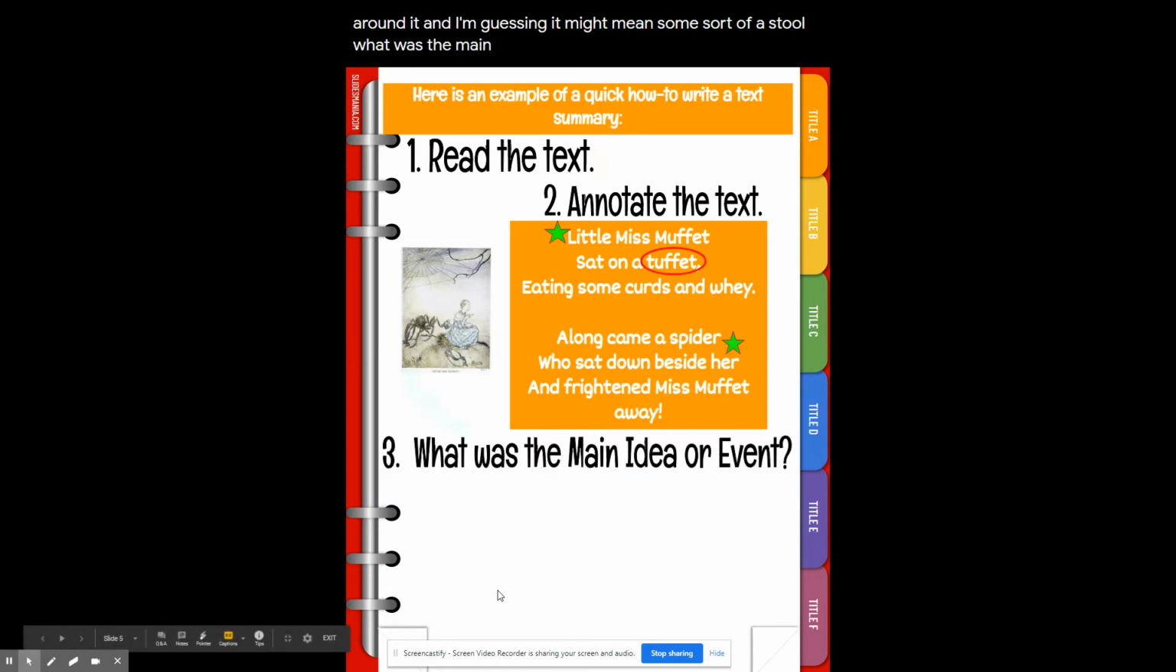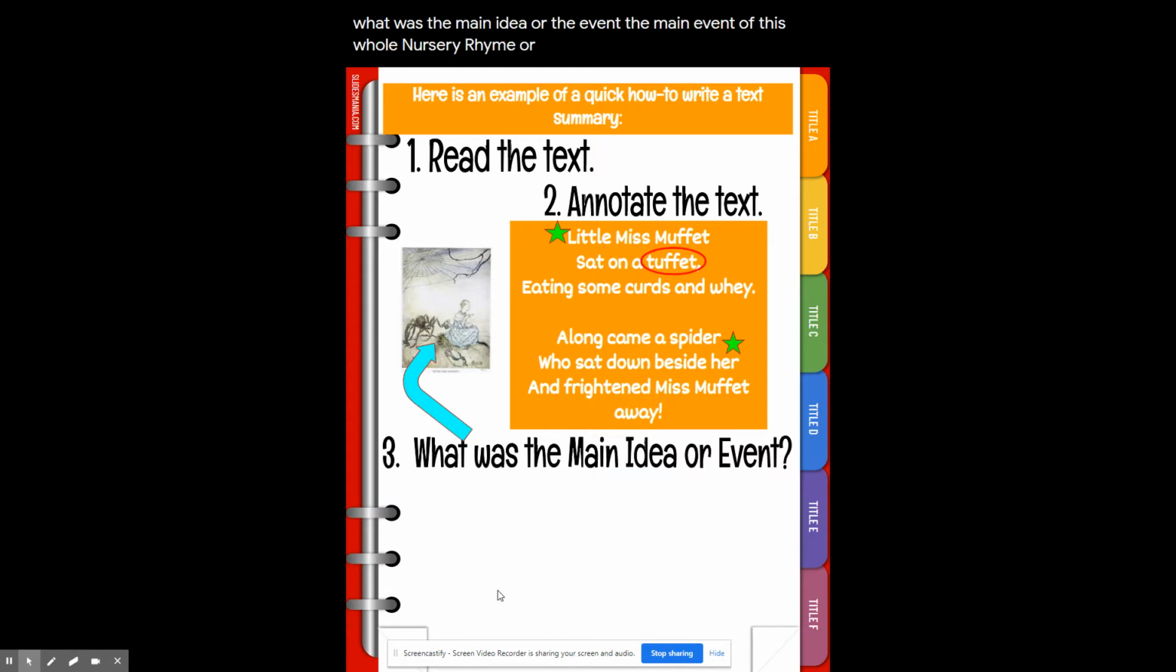What was the main idea or the main event of this whole nursery rhyme or poem? A little girl sat down. She was eating her breakfast. A spider sat down beside her and scared her away. So, who? It was Little Miss Muffet. What? She sat down and she was eating her breakfast, and a spider came along and scared her away.